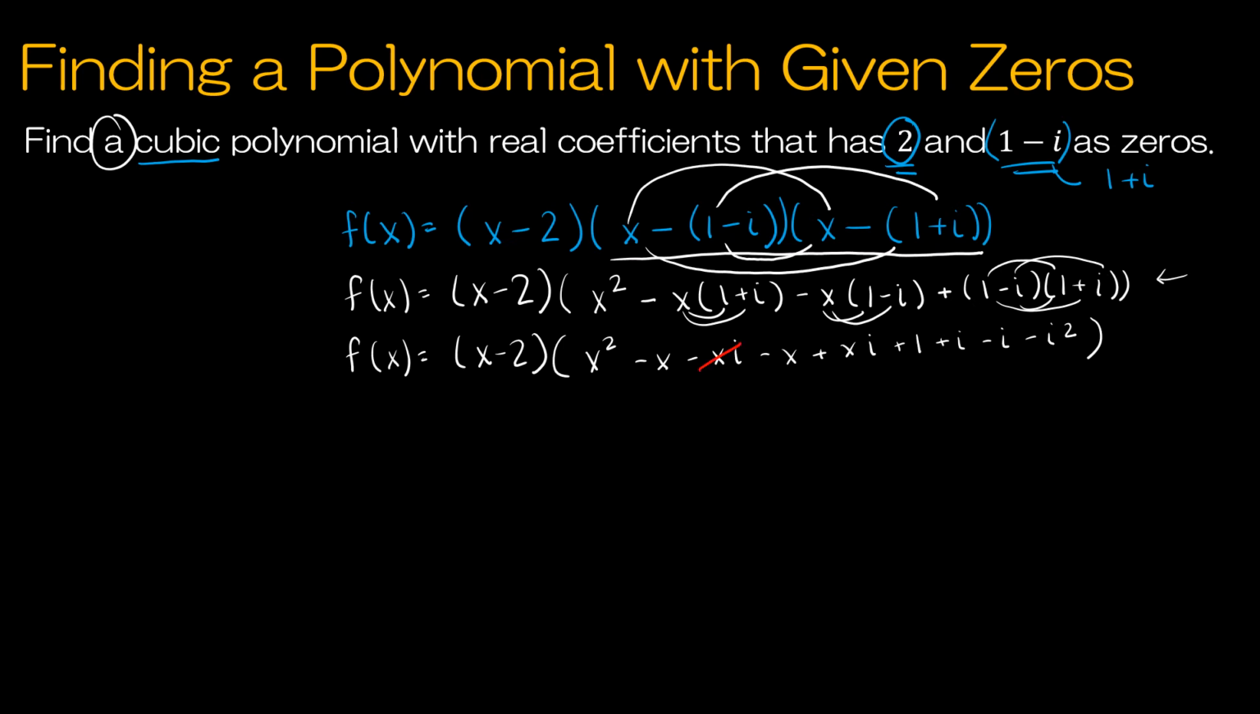So here I have a minus xi and a plus xi, those cancel. I have a plus i and a minus i, those cancel. And I'm going to call minus i squared as minus negative 1, which is plus 1.